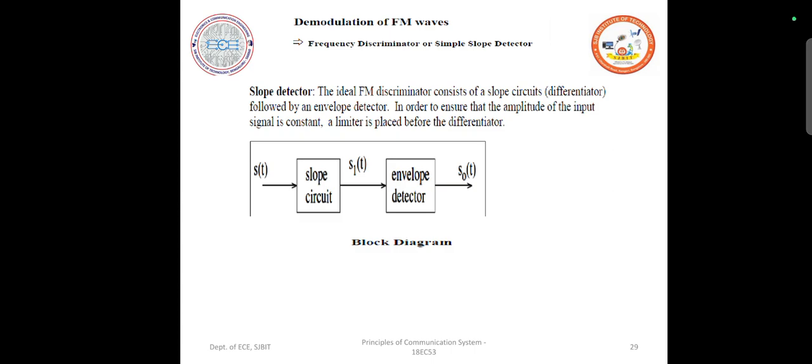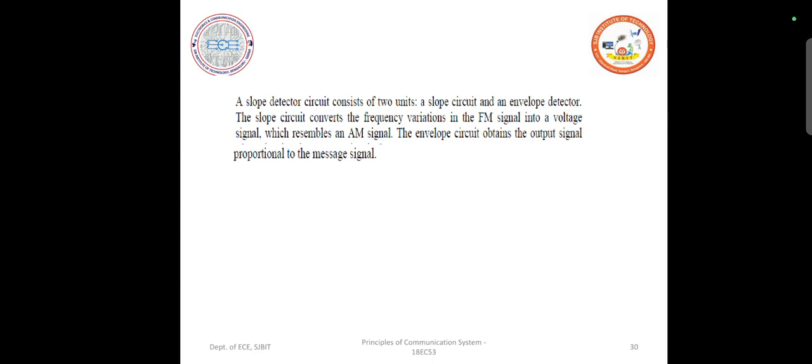Coming to the first kind of demodulation, which is frequency discrimination or a simple slope detector, we use a slope circuit and an envelope detector. So basically an AM demodulator is used here. Before that, a slope detector is used. Let's see what the slope detector is here. This is basically a slope detector. A slope detector consists of two units, a slope circuit and an envelope detector. The slope circuit converts the frequency variation in the FM signal into a voltage signal which resembles an AM signal. The envelope circuit obtains an output signal proportional to the message signal.